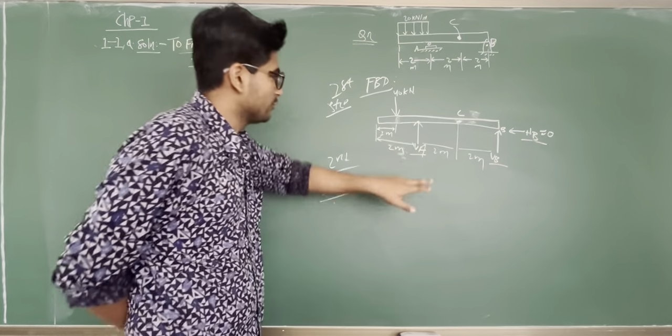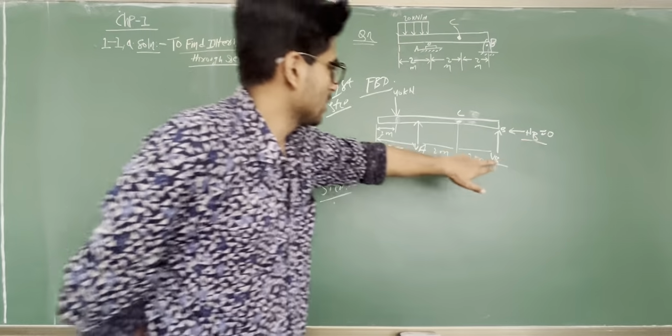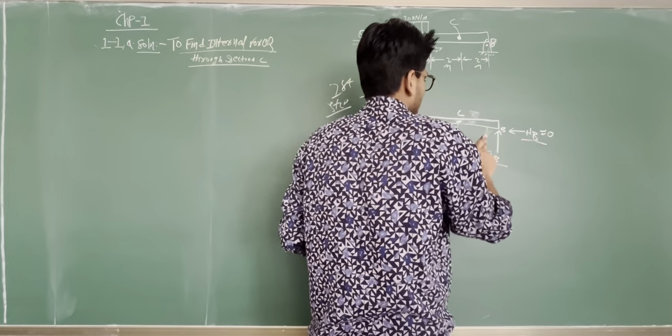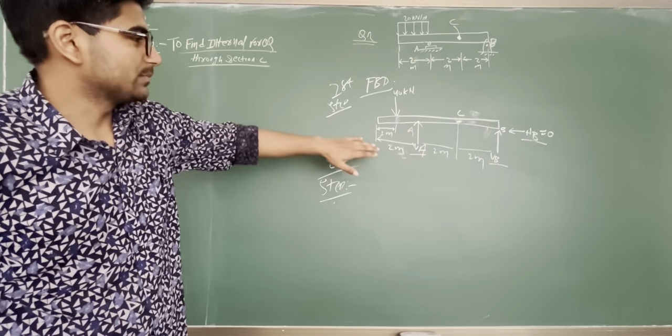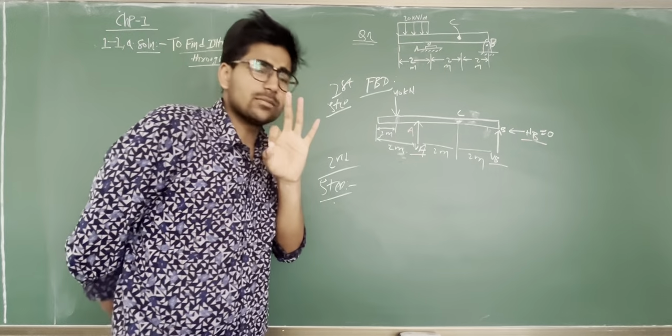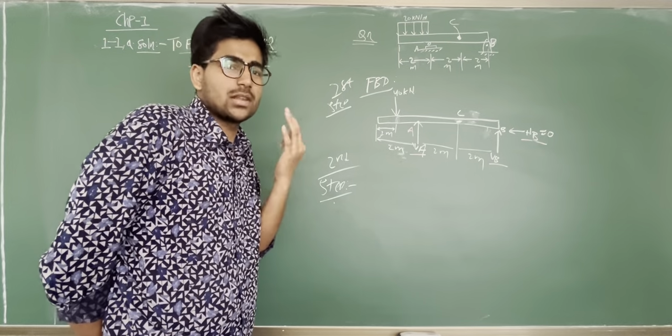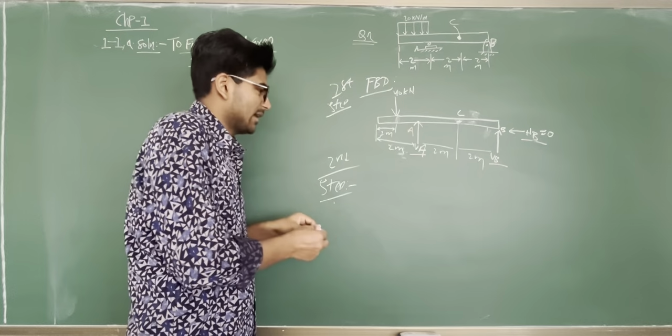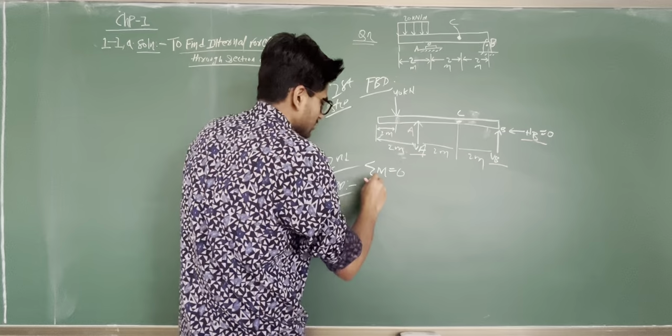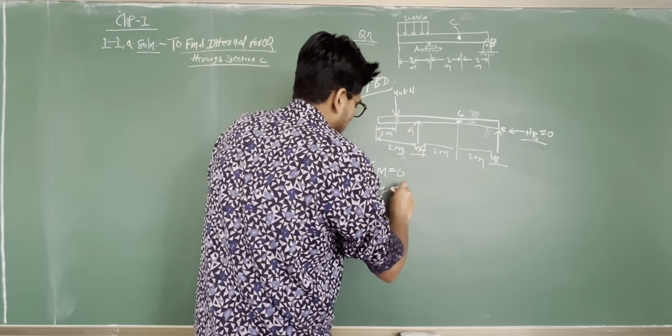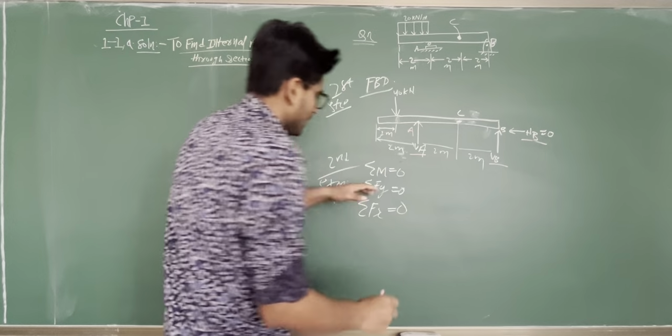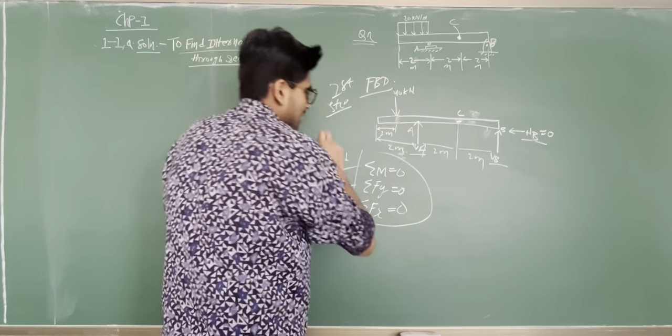So we have to find only two forces, one here and one here. This point is A, and this point is B. So you see we have to find VA and VB. There are three equilibrium conditions, which we study in theoretical mechanics: the sum of moments equals 0, the sum of forces in the y direction equals 0, and the sum of forces in the x direction equals 0. So these are the three standard equilibrium conditions.